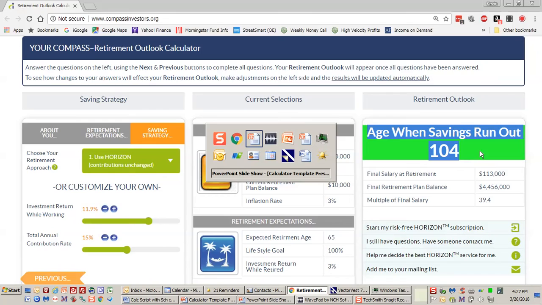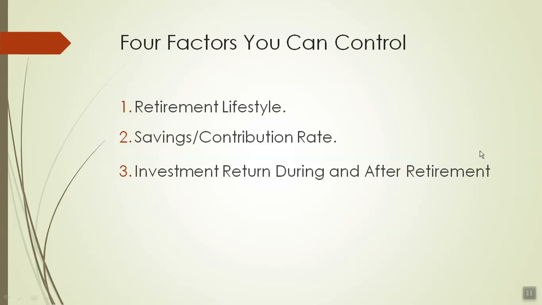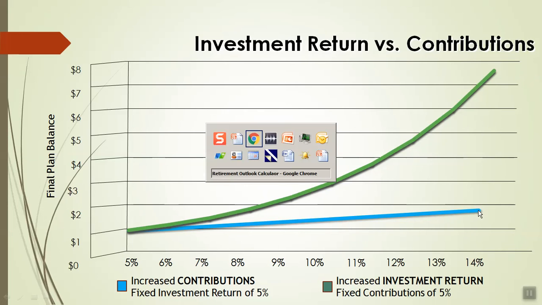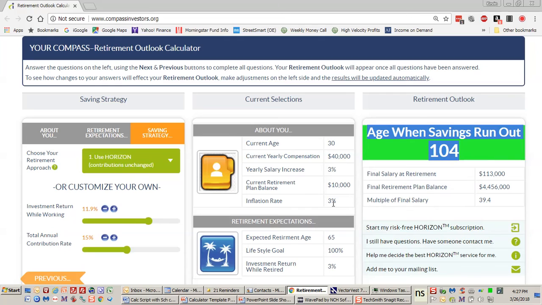So how is it that this allowed her to exceed her goal? Basically, an increase in investment return has an exponential effect on the amount of money that you have put in versus a linear effect of just contributing more. Once you have a better investment return, it opens up a world of possibilities. Let me prove that to you.